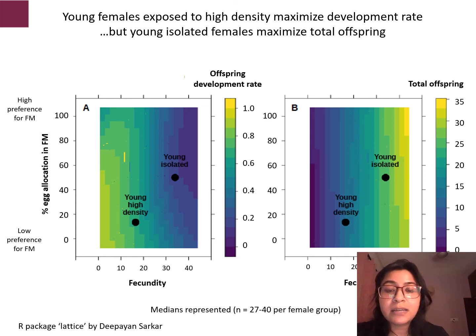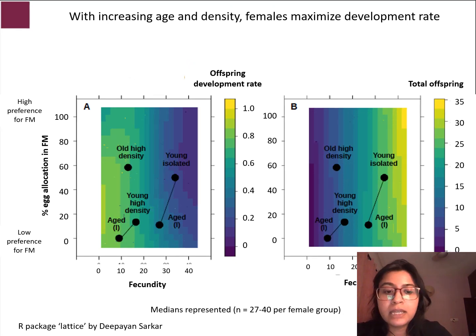I have superimposed the median fecundity and preference of these context groups here on both the landscapes, so you can see which of the fitness parameters end up being maximized. Here we see, for instance, that within young females, the ones that experienced low density conditions oviposited in a manner that maximized the total number of offspring at the cost of offspring development rate. However, young females that experienced high density oviposited in a manner that did the opposite. In general, it seems that with increasing age and density, females oviposit in a manner that maximizes offspring development rate. I don't have the time to go through each of these treatment groups shown here, but I can take questions over email or Twitter.